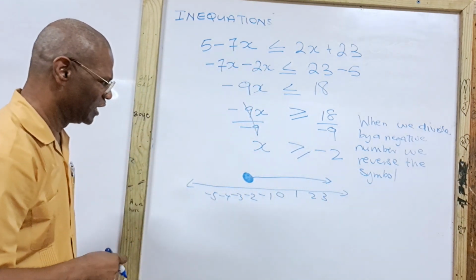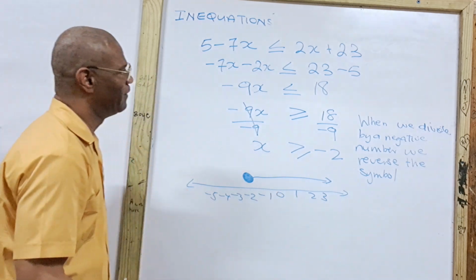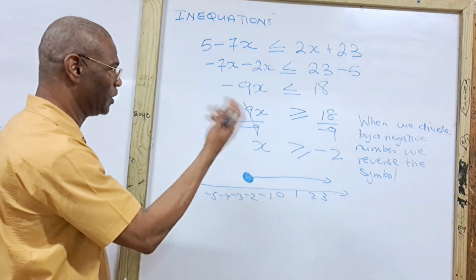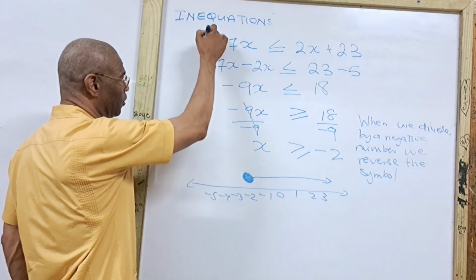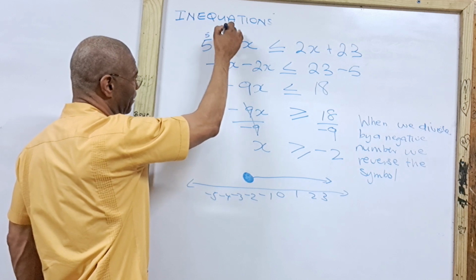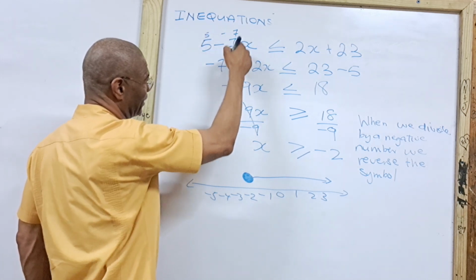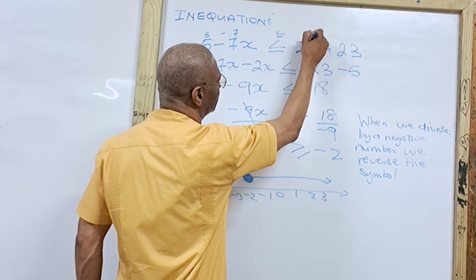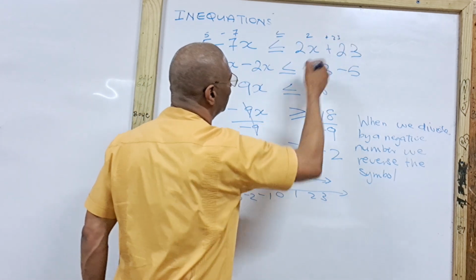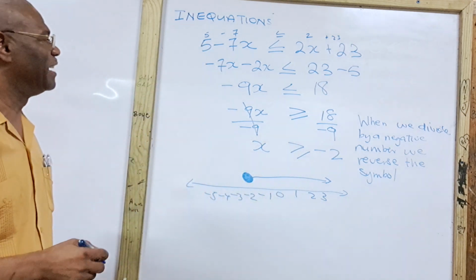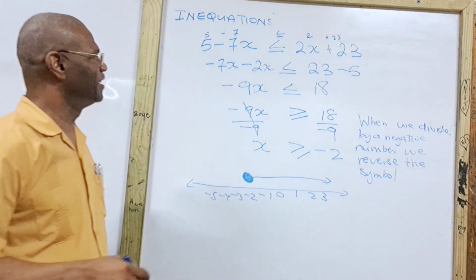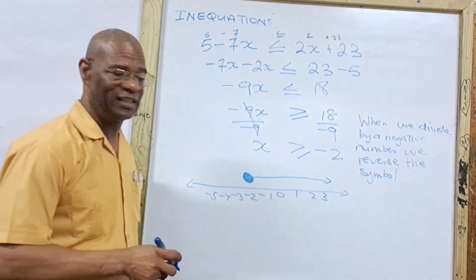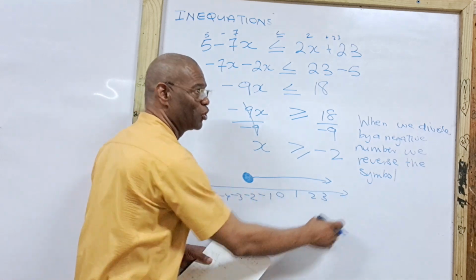Right? So let me choose positive 1. If I choose positive 1 and put it in there, then it should make the inequality true. Right? So 5 minus 7, because 7 times 1 is 7, is less than or equal to 2 times 1, which is 2, plus 23. 2 plus 23 is 25. And 5 minus 7 is negative 2. Negative 2 is less than 25. Alright? No matter which number you choose here, it should make it true.